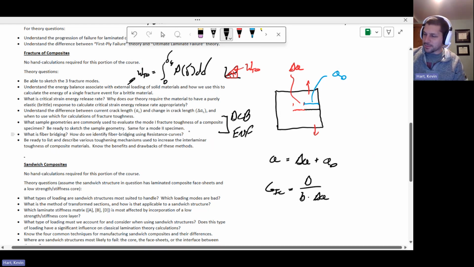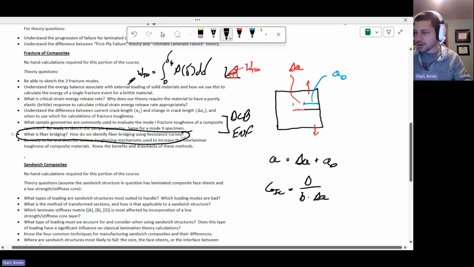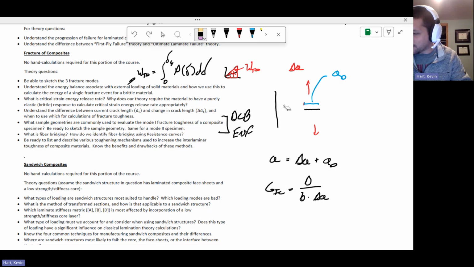What is fiber bridging? How do we identify fiber bridging in resistance curves? Good question, Dr. Hart. Thanks for asking.